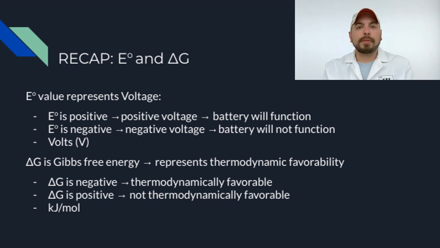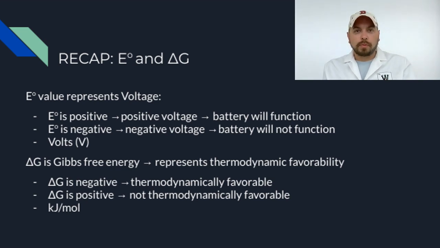The first thing to keep in mind is that E of a cell, when it's positive, represents a cell that is spontaneously going to move in that forward direction. If the E is positive, a spontaneous cell would also therefore have a negative delta G, which we learned about back in thermo. Delta G being negative is a spontaneous process. So a positive E and a negative delta G both represent spontaneous processes. The only difference is with delta G, we're using the units kilojoules per mole, whereas with E, we're using the term volts.